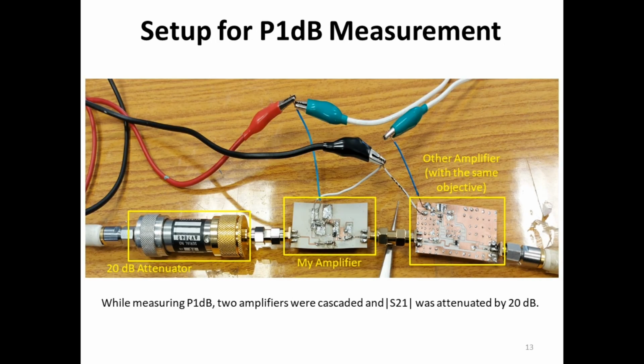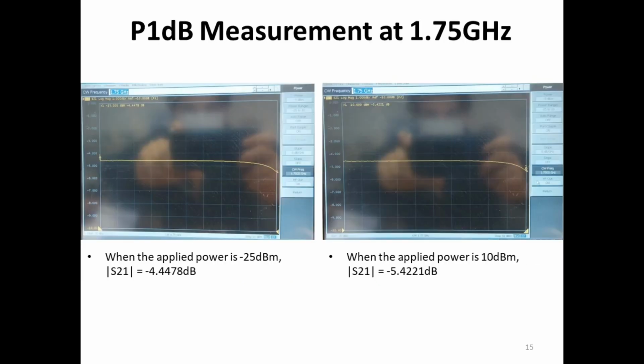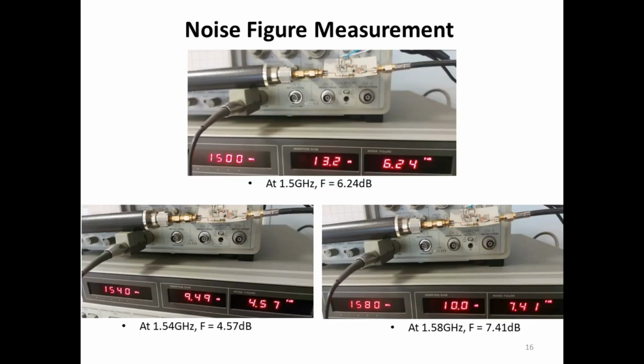During P1 dB measurement, the power of the applied RF signal ranges from -25 dB to 10 dB. I measured P1 dB at 1.5 GHz and 1.75 GHz. This is the measurement at 1.5 GHz. And this is the measurement at 1.75 GHz. These figures indicate the noise figure measurements at particular frequencies.